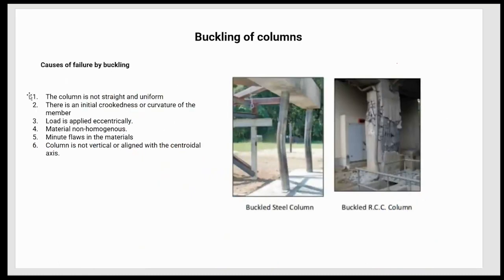Let's take a look at this, in more detail, why columns would fail. You see here in these two pictures a couple of column failures. One seems to be metallic and one seems to be built in concrete. And both of them fail.